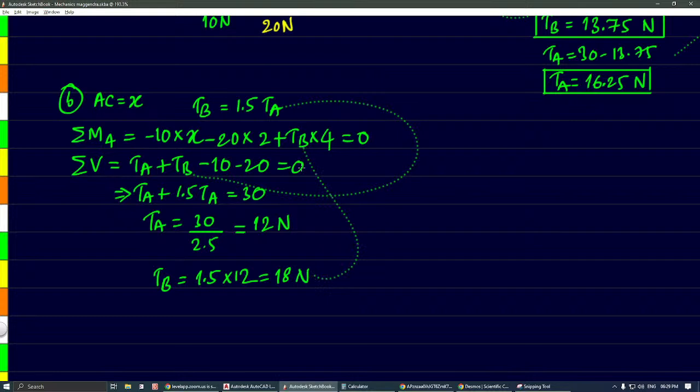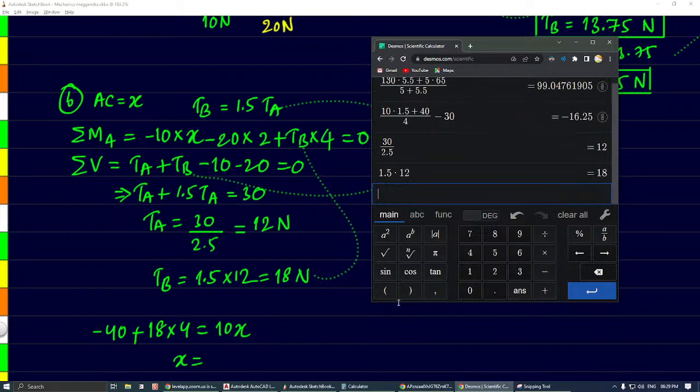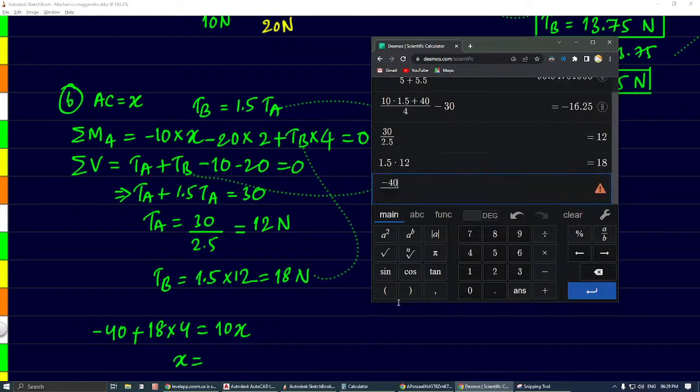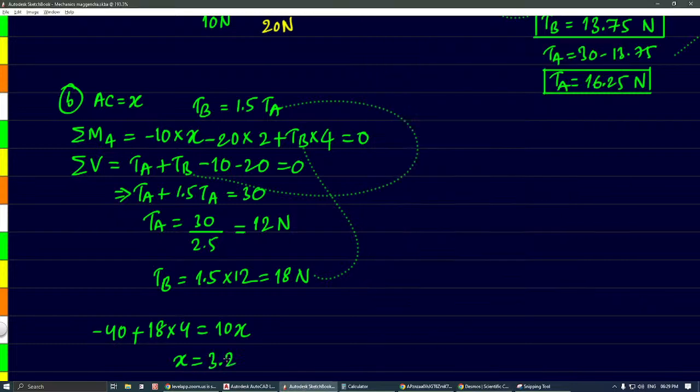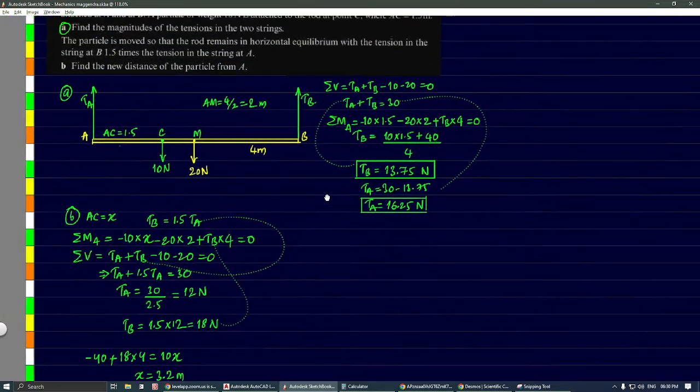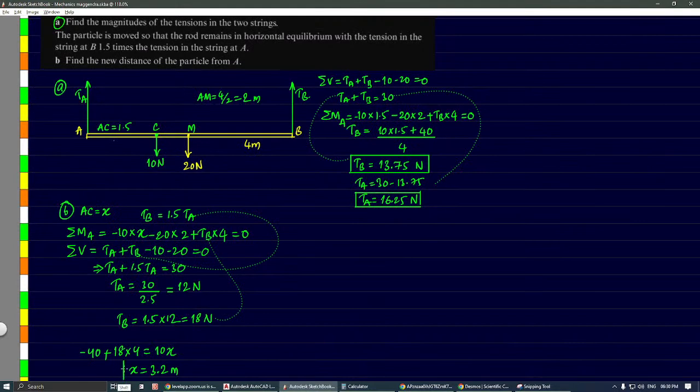So let us substitute this over here. Then you get the value of x. So 18 times 4, and all the negative terms let's send to the other side. We get 10x, and this minus 20, let us keep it this side only. So x will be equal to minus 40 plus 18 into 4, divided by 10, that is 3.2 meters. Okay, so this is our answer.